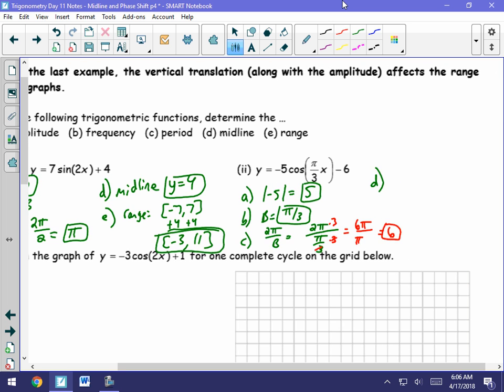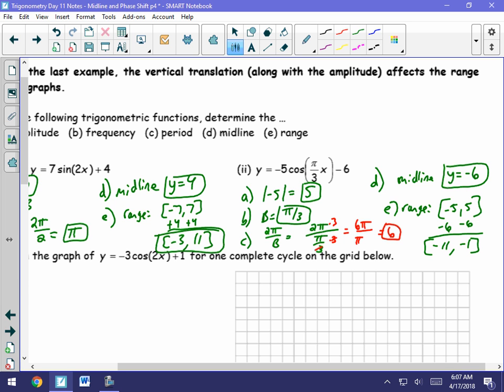Okay, and then new today is the midline. So I look to see where that vertical translation is, and here it's at -6. Okay, so we've got a midline at y equals -6. And then finally we can figure out the range, right? So if the amplitude is 5, it would go from -5 to 5, and then we have to translate it down 6. Oops. So I got to subtract 6 from both ends there. That would be -11 to -1 for the range. So just being able to calculate all that information based on the equation.